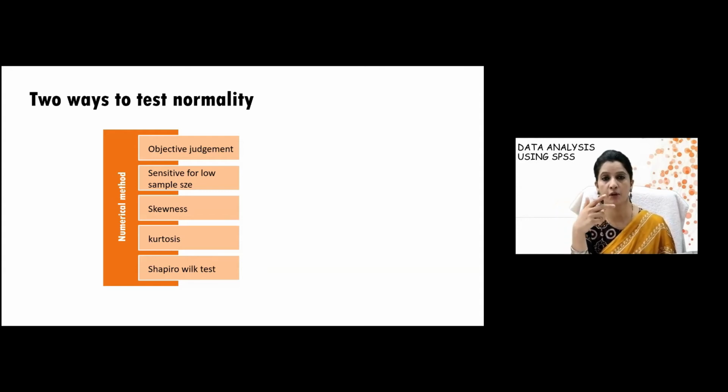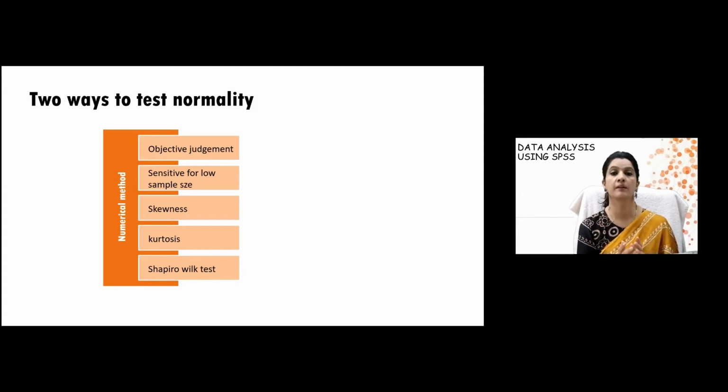The first, which is not written here, is by seeing the standard deviation and mean. The second is by seeing the value of skewness. The third is the value of kurtosis. And the fourth is the Shapiro-Wilk test.